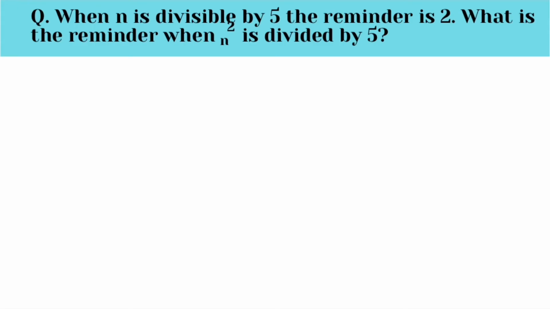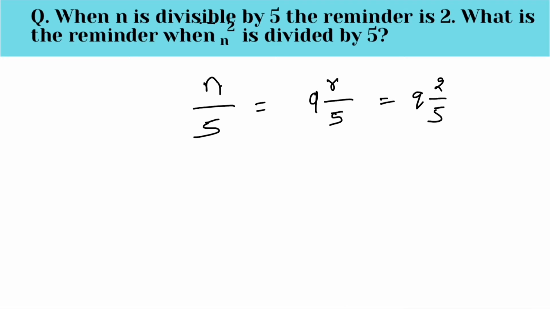When a number n is divided by 5, the remainder is 2. What is the remainder when n square is divided by 5? Yes. We can interpret this question as n divided by 5. So, this is dividend by divisor, giving a quotient and a remainder over the divisor, and they are saying that the remainder is 2 here, that is quotient q plus 2 divided by 5. What is the remainder when n square is divided by 5?